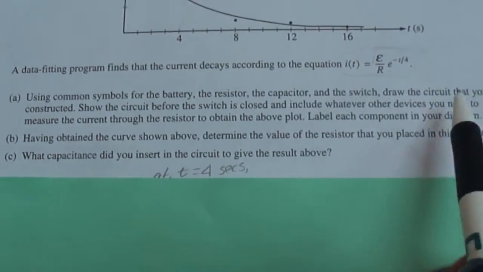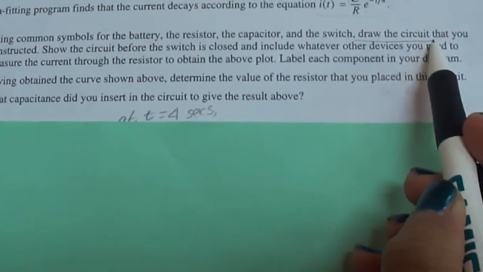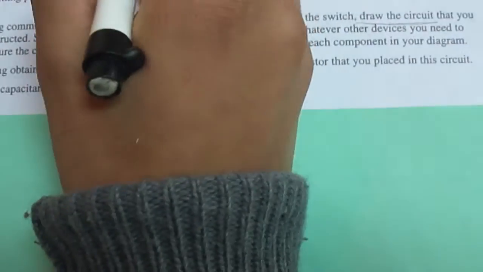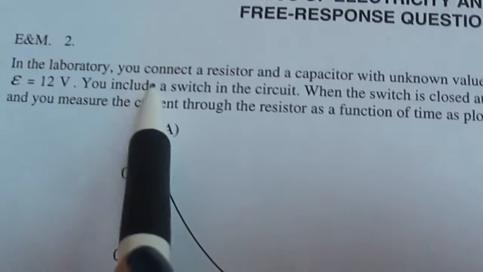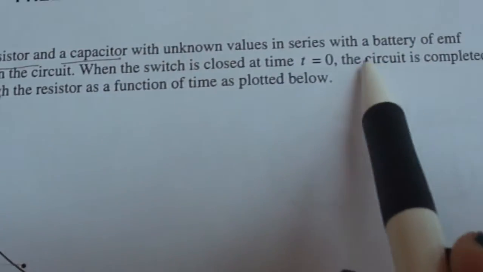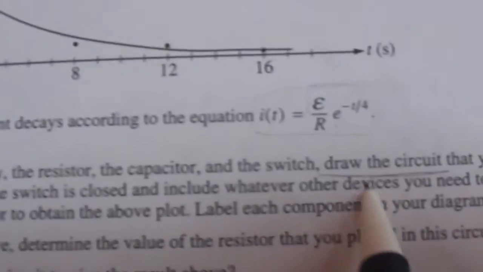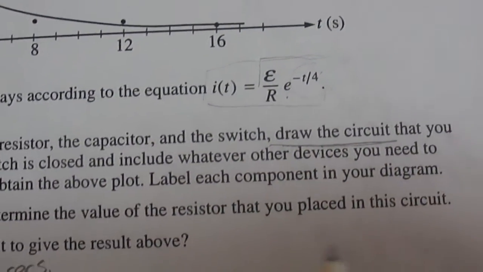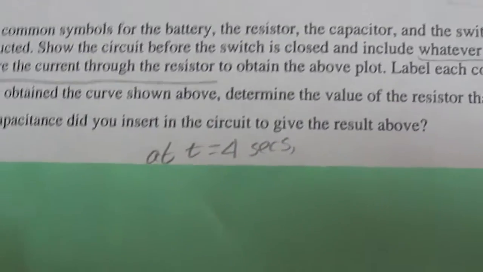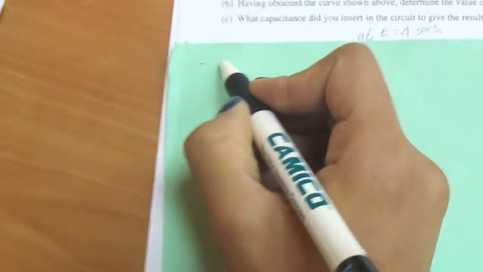Part A simply wants us to draw the circuit. What we need to remember is that this has one resistor, one capacitor, one battery, and a switch. So they want us to draw the circuit, and along with the circuit they want us to use whatever other devices we need to measure the current through the resistor. So let's just know what we're looking for in our circuit.